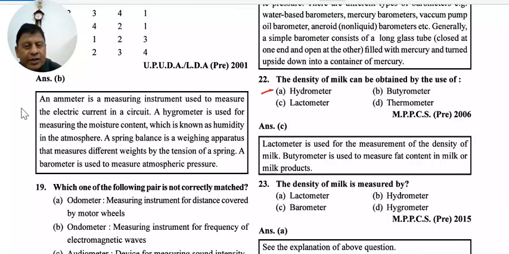Now come to this question. The density of milk can be obtained by the use of, okay, lactometer, remember. So the right response is lactometer. The density of milk is measured by the use of a lactometer, right? Thermometer, you all know it measures temperature.